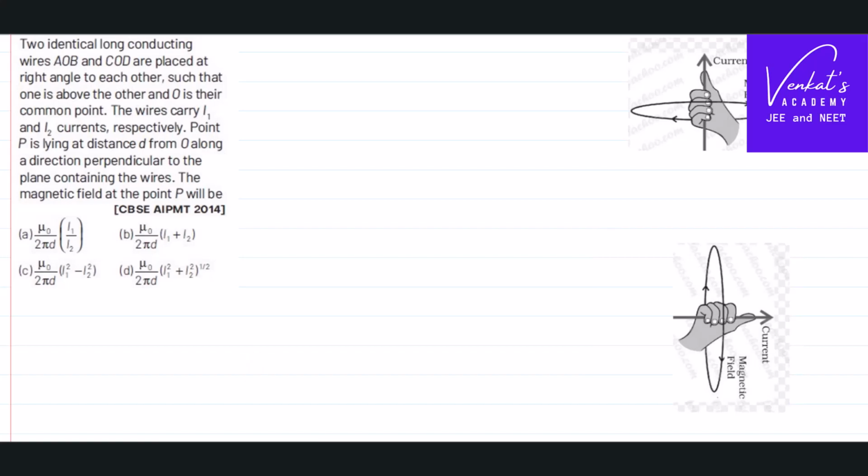Okay, we are solving an AIPMT question in electric charge, moving charges. The question says two identical long conductors AOB and COD are placed at right angles to each other.